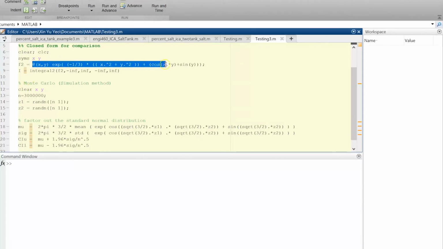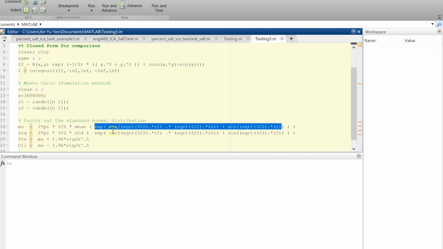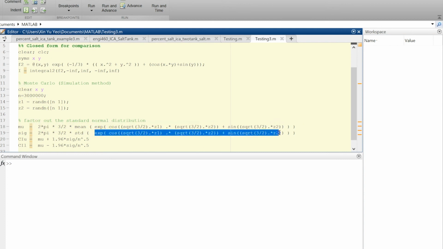This demo shows the closed form using the original function and then the Monte Carlo simulation by factoring out a distribution. We see that the results it yields are very close and all fall within the upper and lower bounds.